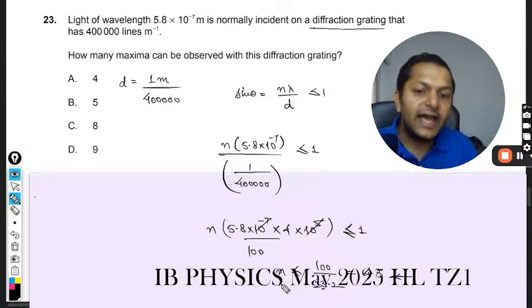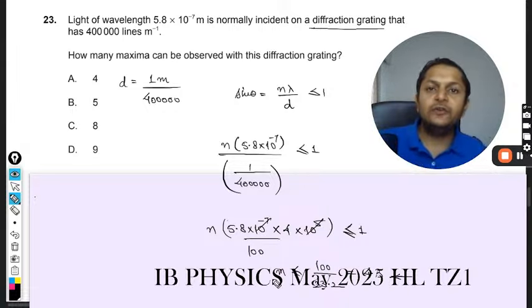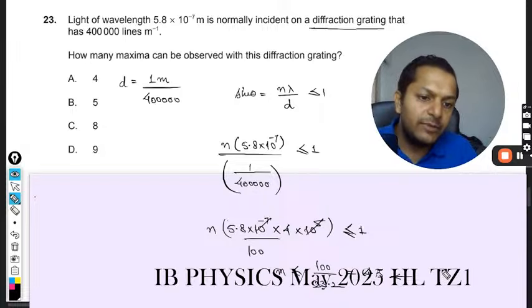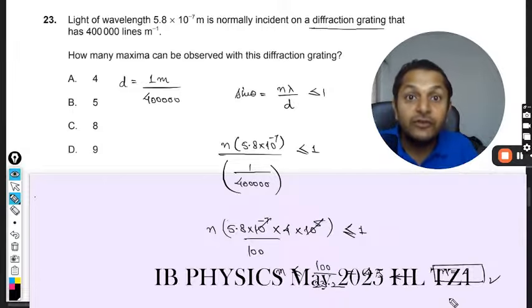4.3. It means n is an integer which has a value less than 4.3. It means that n will be equal to 4. It cannot be anything else, no? n is equal to 4.